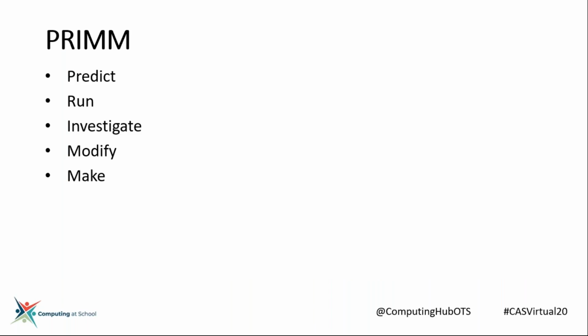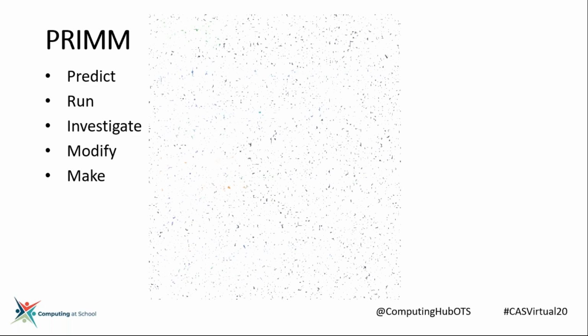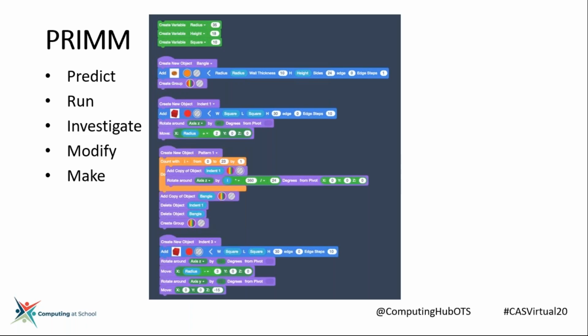So as we come towards the end here, we mentioned PRIM, this little acronym that we use with some of our students, where we get them to predict, run, investigate, modify, and make. A little bit of think time here. I've got a piece of code here on the screen, and it's not all there because I couldn't fit it on, but just a little bit of an opportunity for us to think about what that might look like.